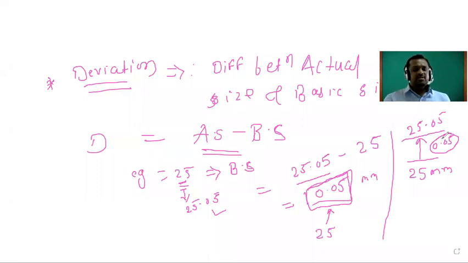So understood? Okay. Again, there are types of deviation. The main types of deviation are upper deviation and lower deviation. Then what is meant by the upper deviation and what is meant by the lower deviation?